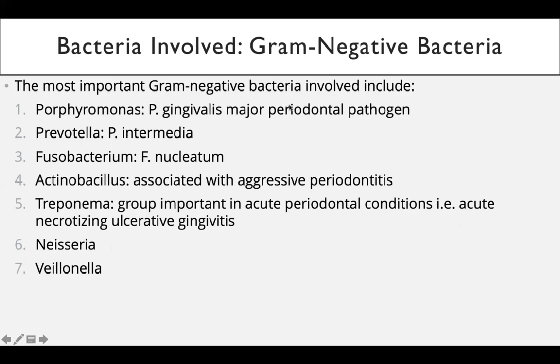Now the gram-negative bacteria. What are the gram-negative bacteria involved in causing periodontal disease? The most important gram-negative bacteria include Porphyromonas. Porphyromonas gingivalis is the major periodontal pathogen. And the other one is Treponema. This group is important in acute periodontal conditions known as ANUG, acute necrotizing ulcerative gingivitis. And the third important is Actinobacillus, associated with aggressive periodontitis, A for aggressive.